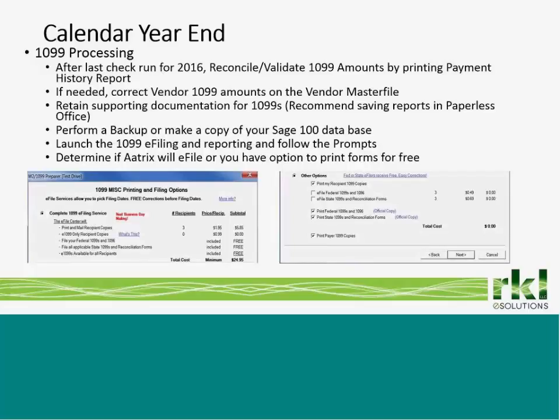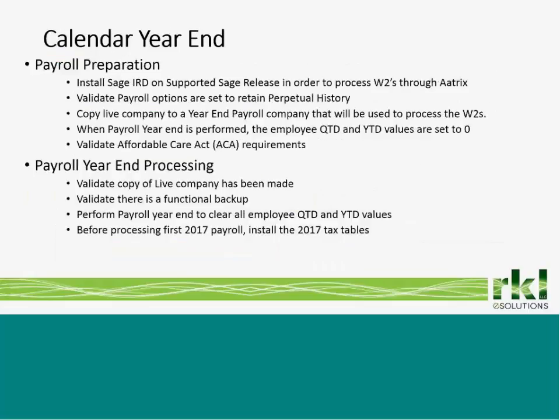When you get to this last screen, you've got some options. You can decide what options you want, and it will tell you the amount that you owe. And again, you do have the option for printing those for free as well if you'd like. But with the e-filing, it's probably easier to just have Atrix do it for you.